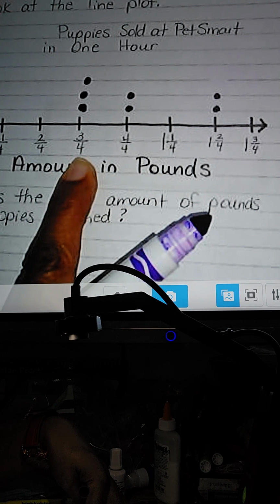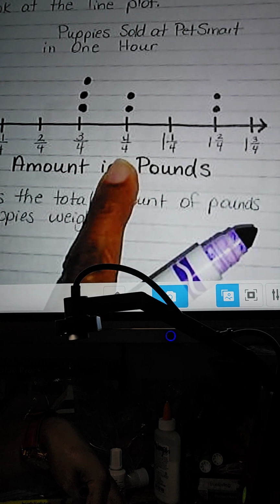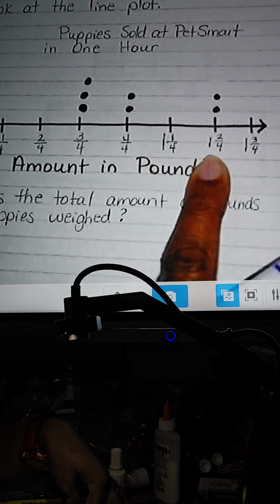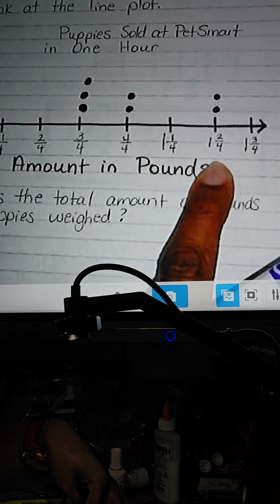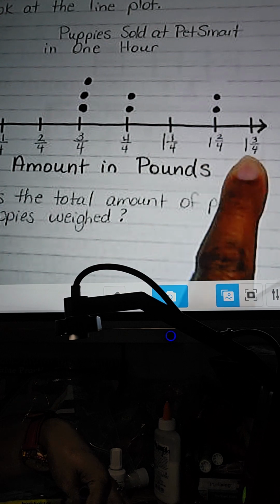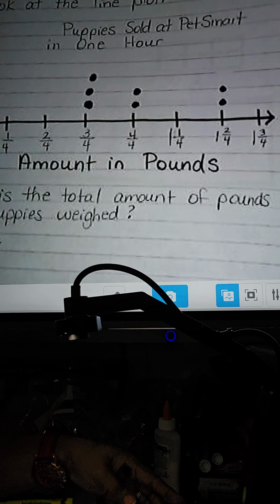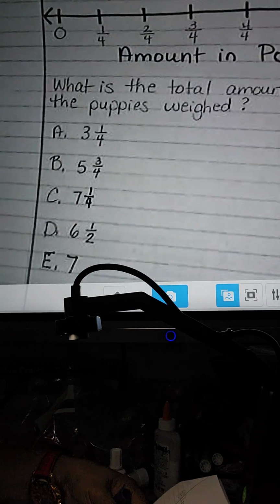3. How many puppies were 4/4 pounds or 1 pound? 2. How many puppies were 1 and 1/4 pounds? 0. How many puppies weigh 1 and 2/4 pounds? 2. How many puppies weigh 1 and 3/4 pounds? 0. All right. What's the total amount of pounds the puppies weigh? So what do I need to do?